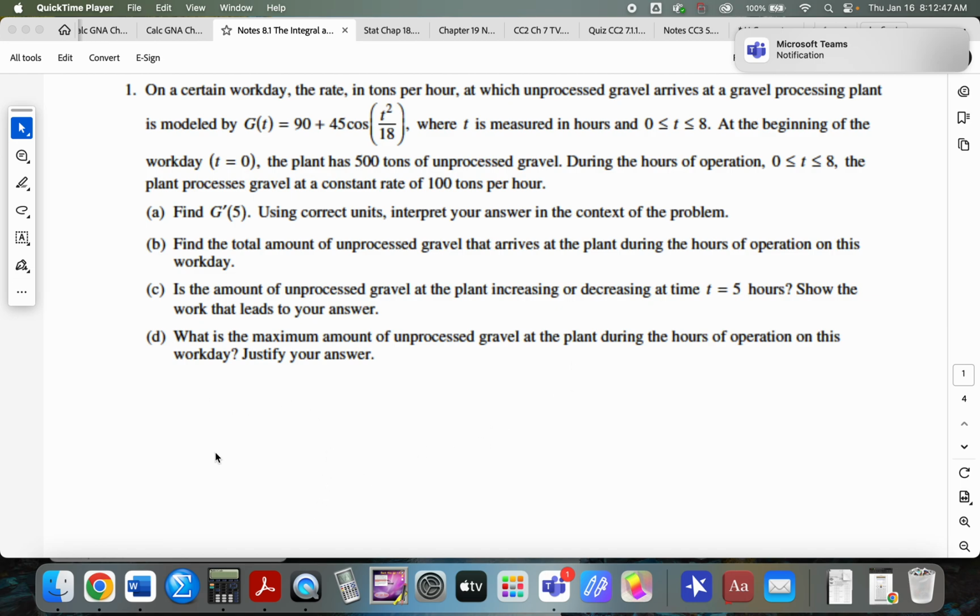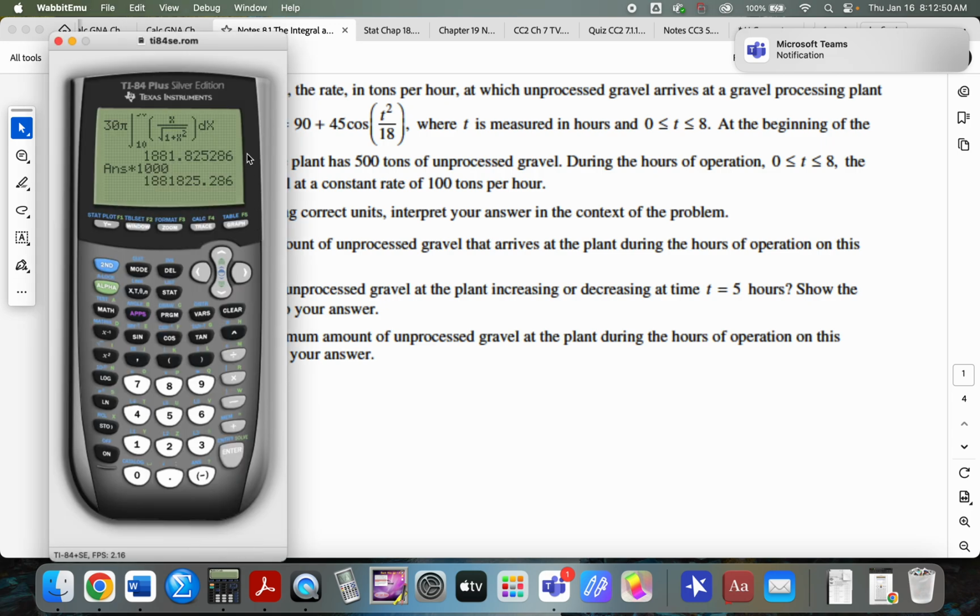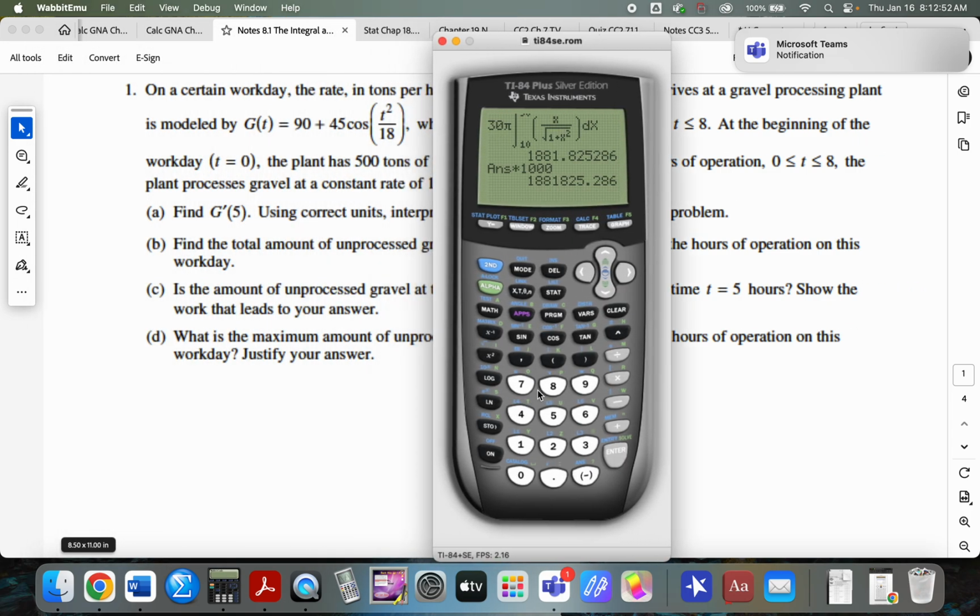All we need to do is use your calculator to find that. And if you suspect you're going to have to use that equation in your calculator more than once, it's worth it just to put it into Y1, and then you can do whatever you want with it whenever you want without having to retype it every time. I suspect we're going to have to on this, so I'm going to clear anything else that's in there out. So 90 plus 45 cosine of x squared over 18.